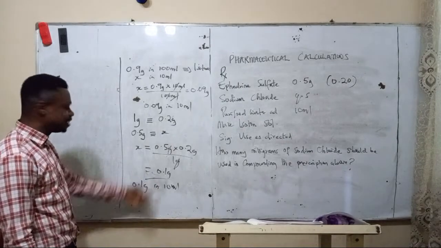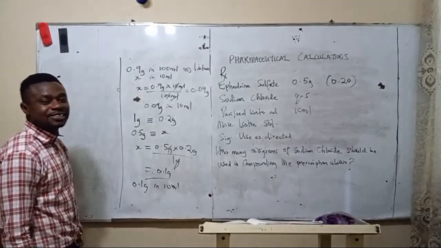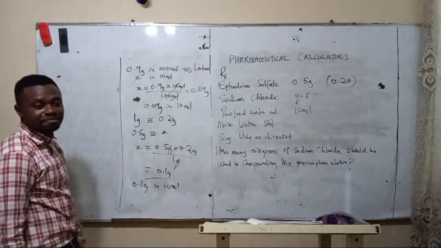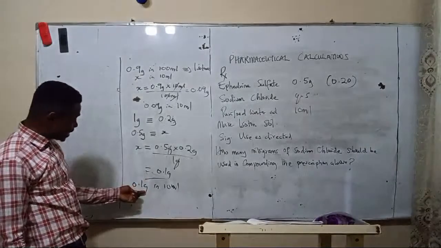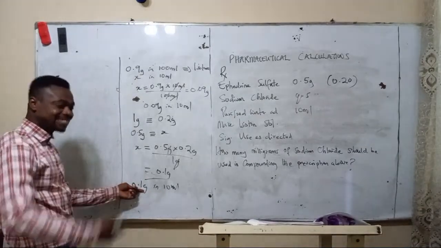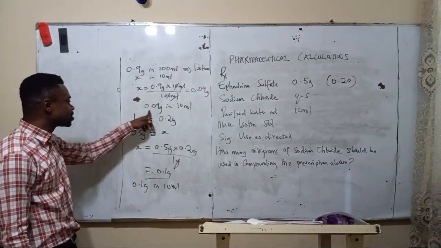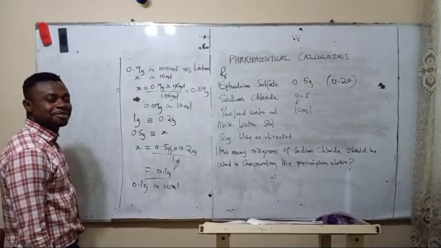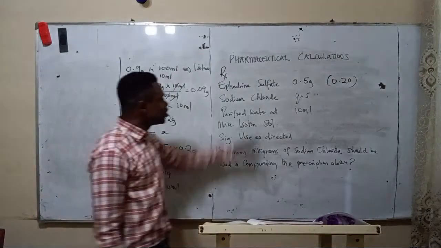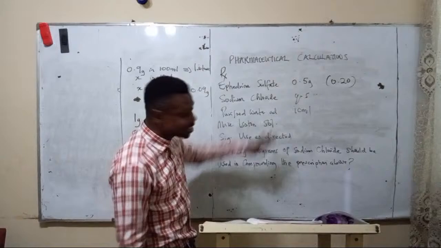You don't go and say if you add extra sodium chloride, you are making it more isotonic. Had it been that this is less than, let's assume this is 0.06, you could add extra sodium chloride to bring it up to 0.09. But it's 0.1 gram, so it is hypertonic. This question is here to test your understanding.